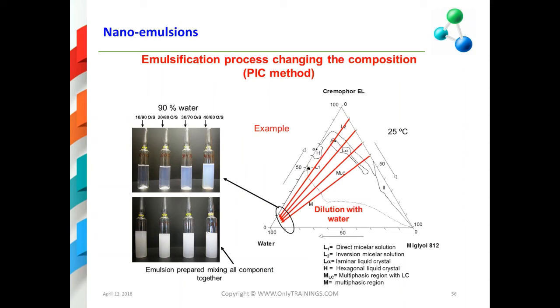How can we know that these dispersions are nanoemulsions and not microemulsions? Well, it's quite simple. We can prepare the final formulation by mixing all the components together without dilution. And in this case, we observe that the dispersions we obtain are milky and look more like coarse dispersions, coarse emulsions, than nanoemulsions. So in this case, we can demonstrate that the final dispersions are well nanoemulsions and not macroemulsions, not microemulsions.